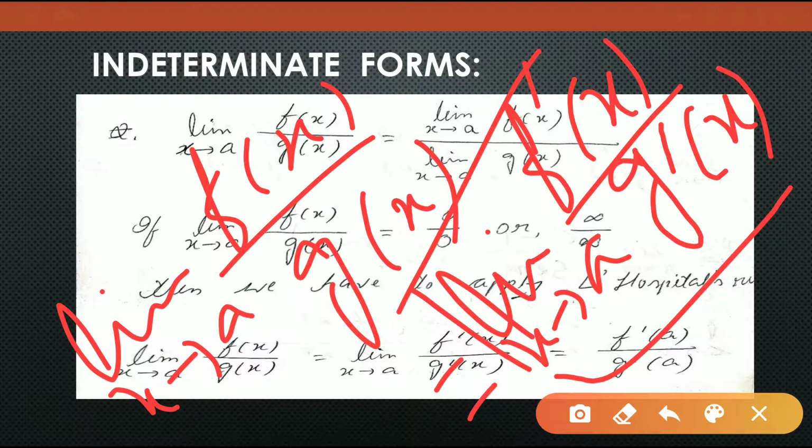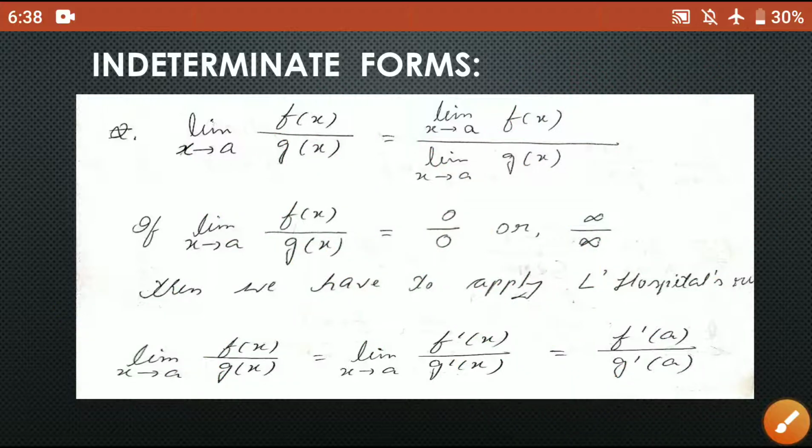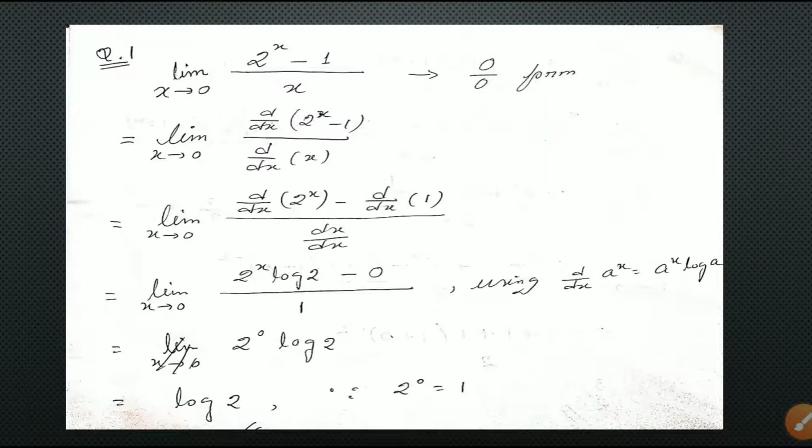L'Hospital rule. Whenever the function is in the indeterminate form after putting the values of x directly in the function, then we have to differentiate both numerator and denominator, and then after differentiation we will directly put the values of x if it is in determinate form. Okay, let us consider one example.